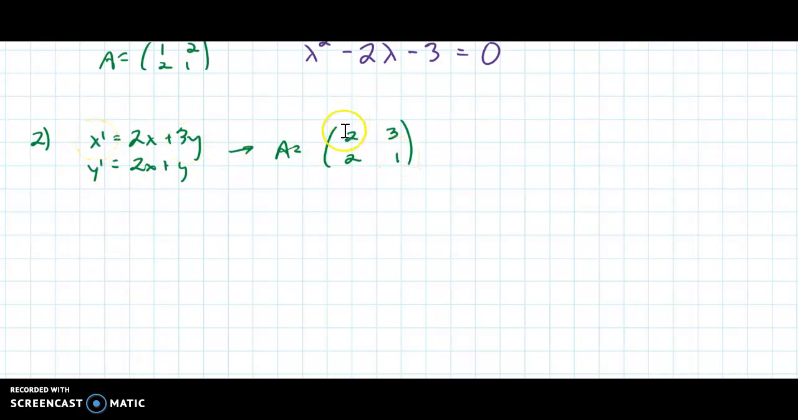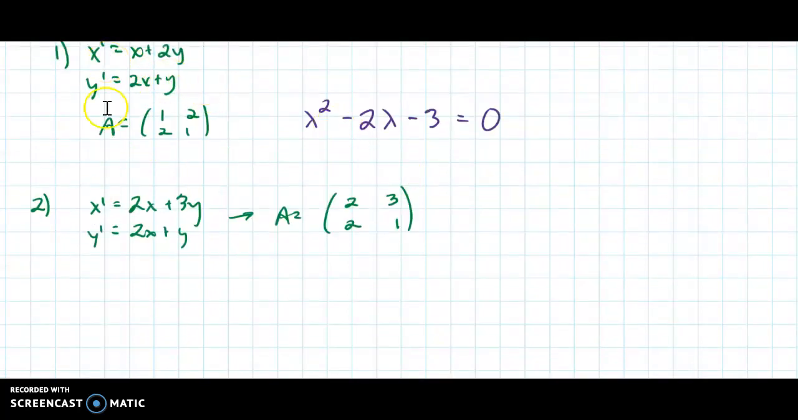Here's our matrix A. See if you can, in one step, go from the matrix A straight to the characteristic equation. Hit pause, do it. Here comes your answer. We get lambda squared. The trace is 2 plus 1. That's minus 3 lambda. And then the det is this 2 minus this 6, minus 4 equals 0. Boom. Lambda squared minus 3 lambda minus 4.